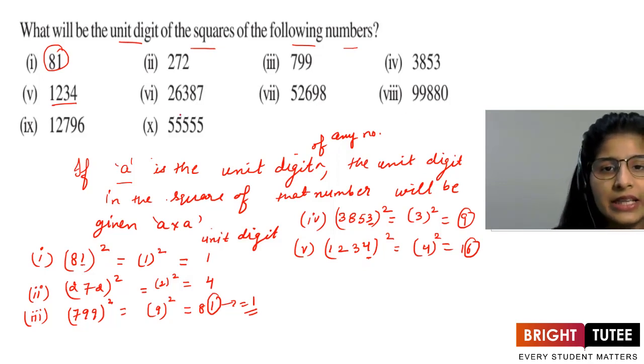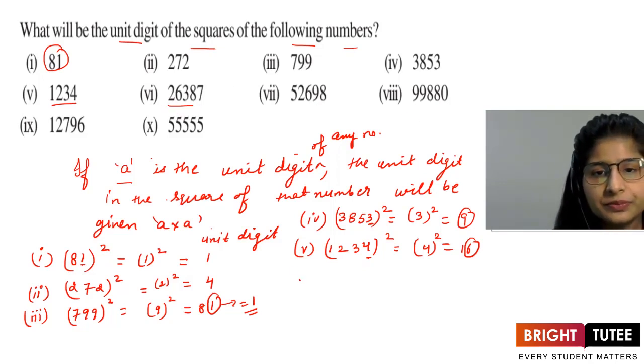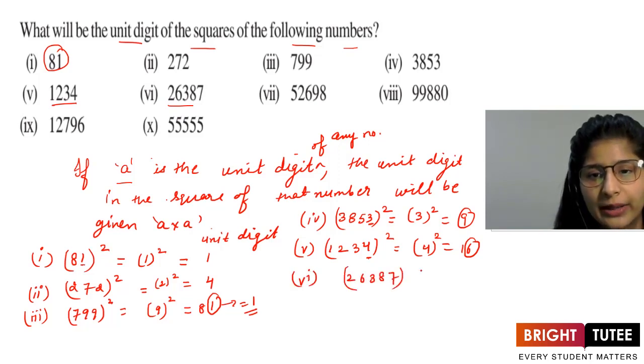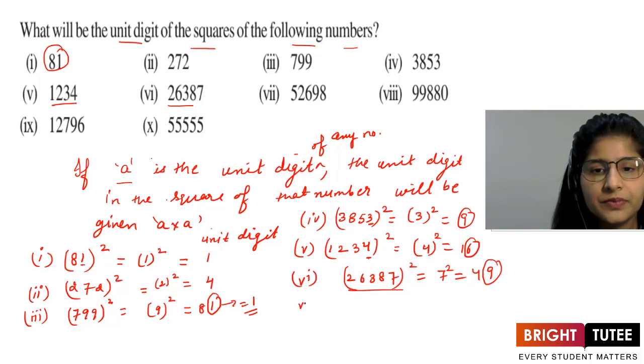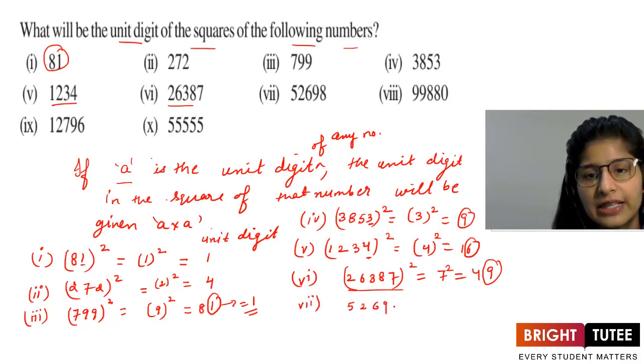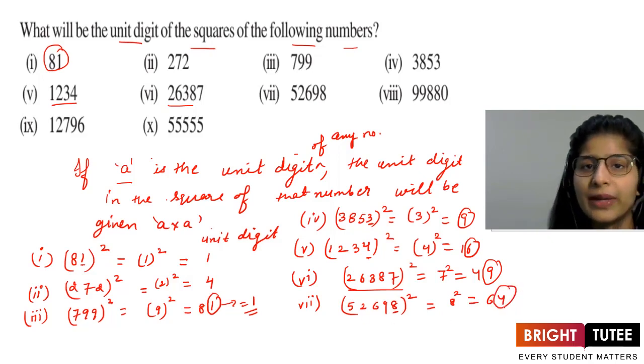Now you can attempt question number 6 also. Sixth is 26387 whole square. So 7 is the unit digit. So 7 square will be 49. So we get 9, right? So 9 is the unit digit in the square of this number. Seventh part, we have 52,698. Its whole square is there. So we see that the last digit is 8. Square of 8 gives us 64. So in the square of this number, the unit digit will be 4.